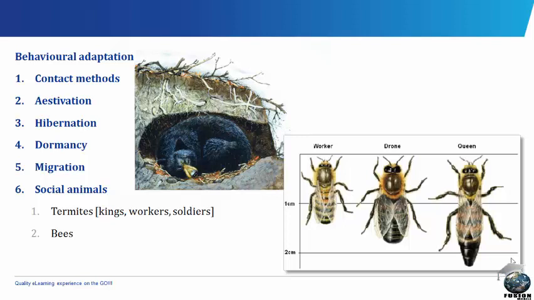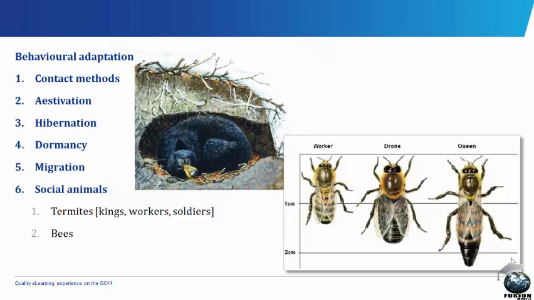Social animals include the termites and the bees. The various castes differ in appearance as well as duties each and every one of them perform. That is, workers, soldiers, kings and queens as seen in termites. Examples of social animals include termites, bees, wasps, foxes, wolves, elephants, baboons and humans.